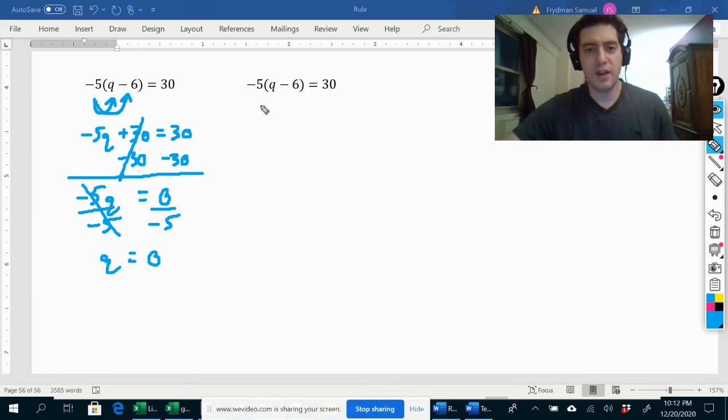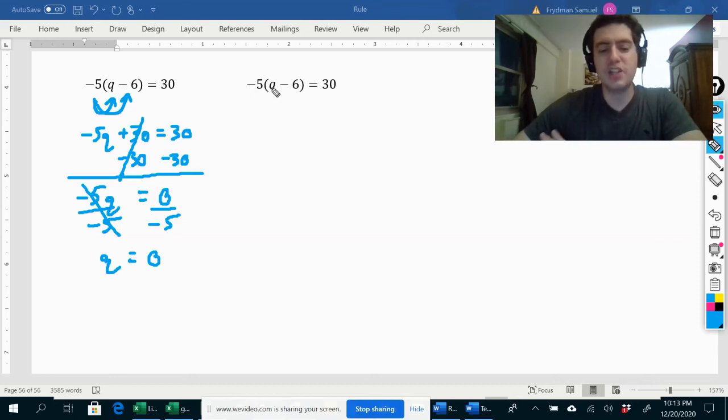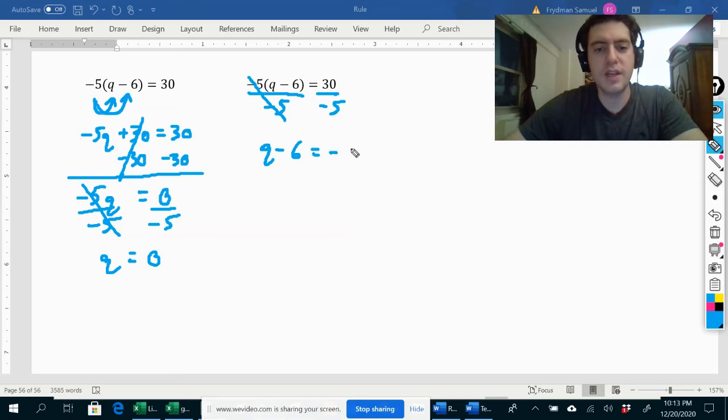Now there is another way that I can solve this equation. I can solve it by dividing first by negative 5. So what does it mean when a number is next to parentheses? It means that this negative 5 is getting multiplied with everything that's in these parentheses over here. Well, the inverse of multiplication is division. So if I want to get rid of this negative 5 as my first step, I could divide by negative 5. Okay, now over here, these negative 5s would cancel, and we would just copy this, so we get q minus 6 equals, and then 30 divided by negative 5. So 30 divided by 5 is 6. A positive divided by a negative is negative. So I'm going to get negative 6 over here.